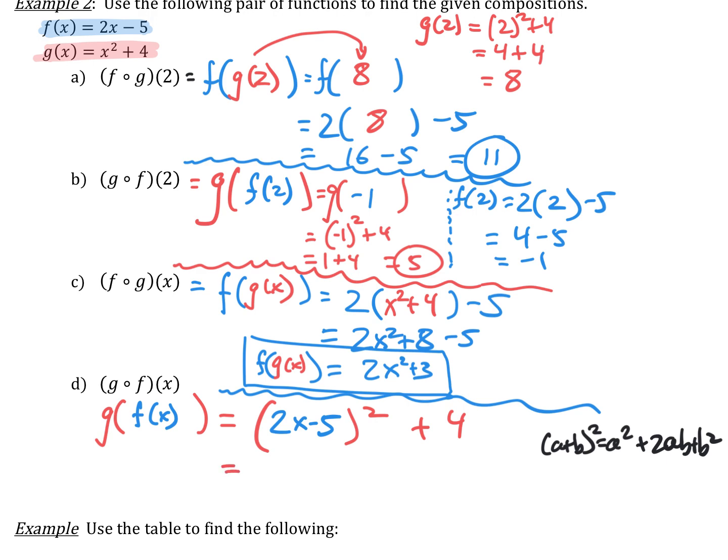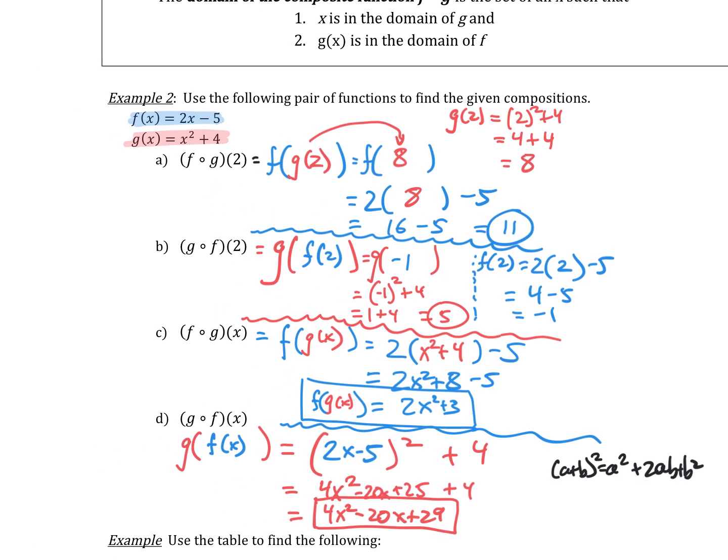All right, but let's see. We're going to square the first thing, a squared. And so that's 4x squared. Square the last thing, that's negative 5. Negative 5 squared, that's our b squared. So that's plus 25. And in the middle is 2ab, 2 times their product. If we multiply these, we get negative 10x. Double negative 10x, we get negative 20x. Plus 4. So a little cleanup: 4x squared minus 20x plus 29. And there it is. That is g of f of x.